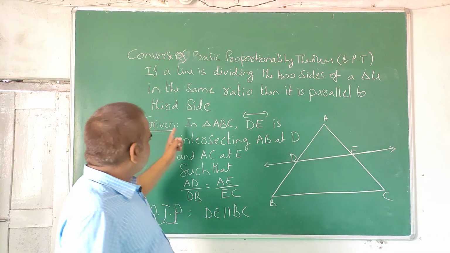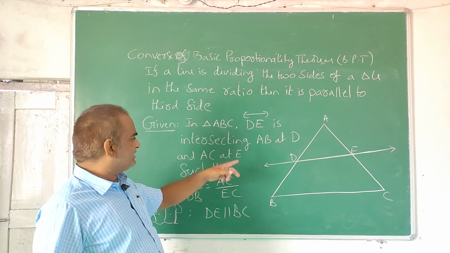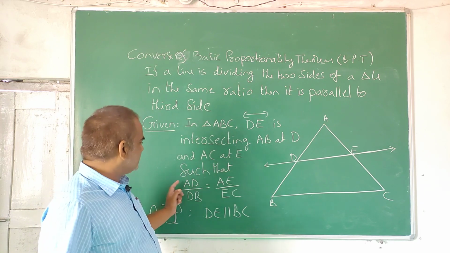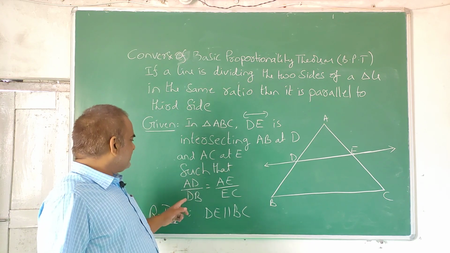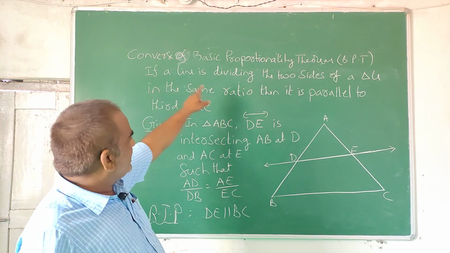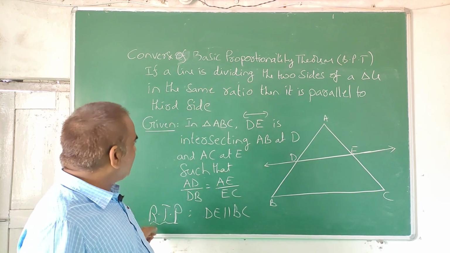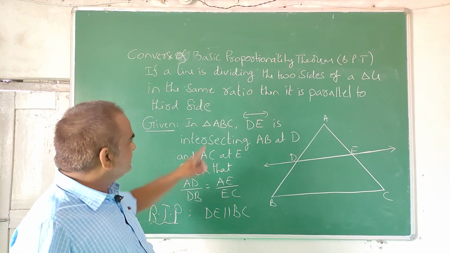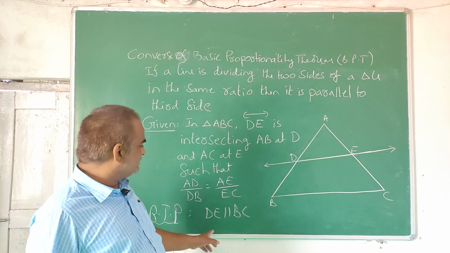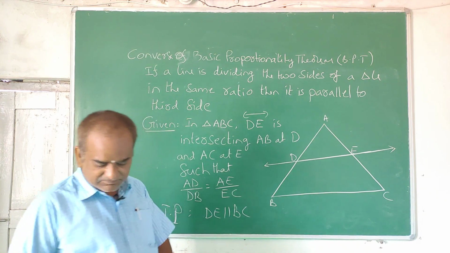So given in triangle ABC, the line DE is intersecting AB at D and AC at E such that AD by DB is equal to AE by EC. So it is dividing the two sides of the triangle in the same ratio. Then, in RTP, it is parallel to the third side. We are required to prove that DE is parallel to BC.